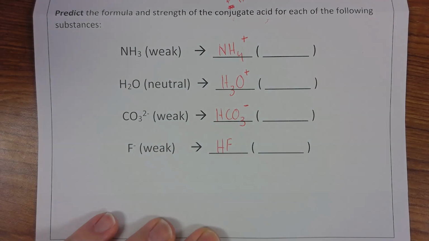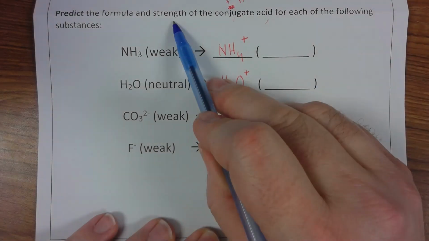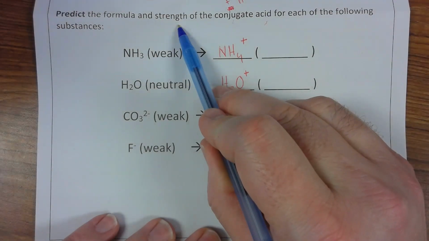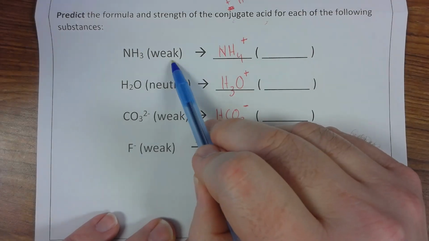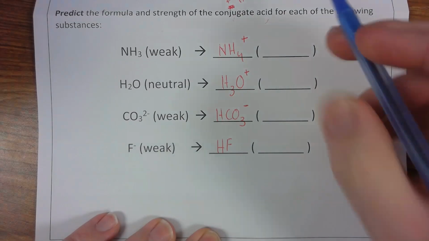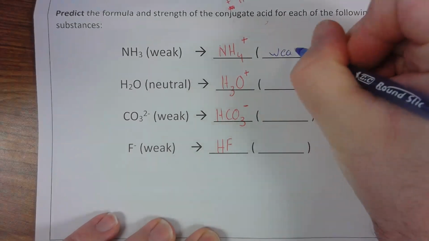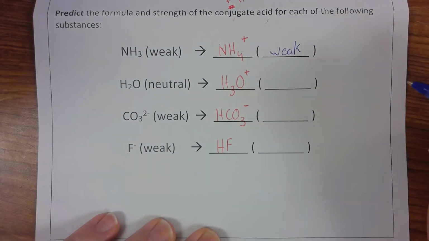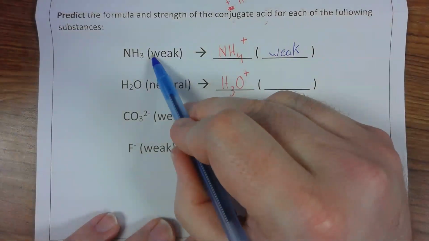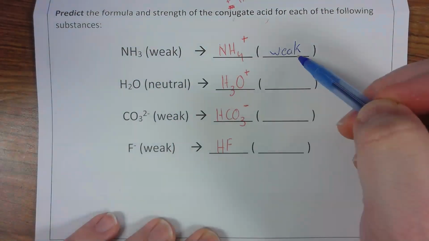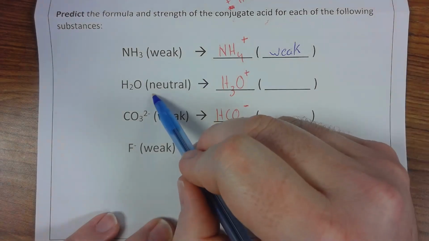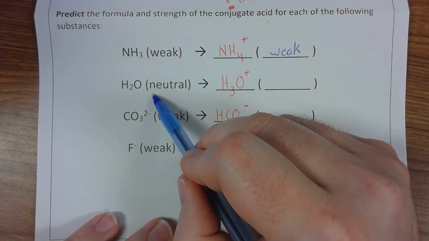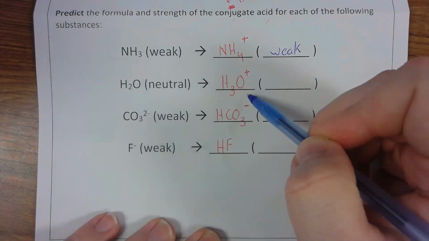Now, the final part of this is determining the strength of each substance. Now remember, substances that are weak are still going to be weak when they're conjugates. So NH4+ is going to be weak. This guy's not entirely sure he wants to be a base, which means this guy's not entirely sure he wants to be an acid.